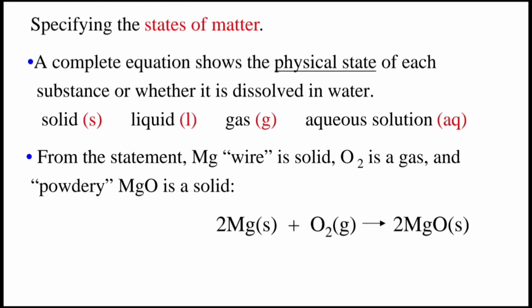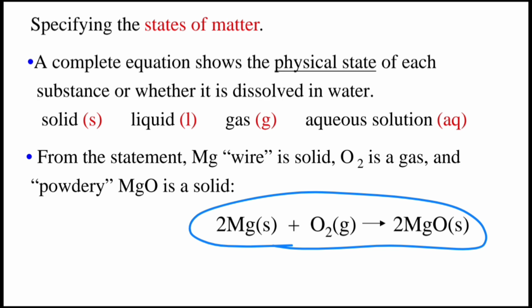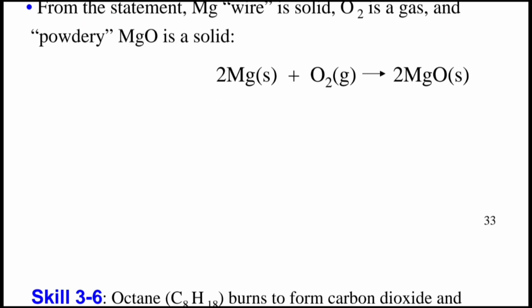Specifying the states of matter: you can see solid, liquid, and solid. This is a limitation of the balanced chemical equation. A balanced chemical equation cannot tell us about the physical states. When we study stoichiometry, it is a thermochemical equation.